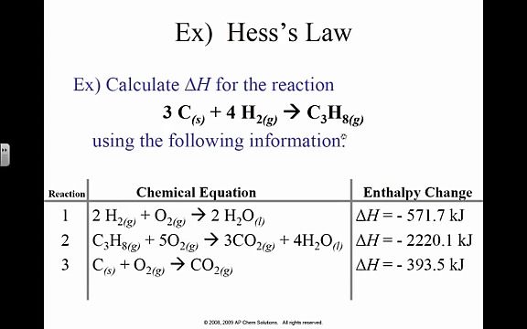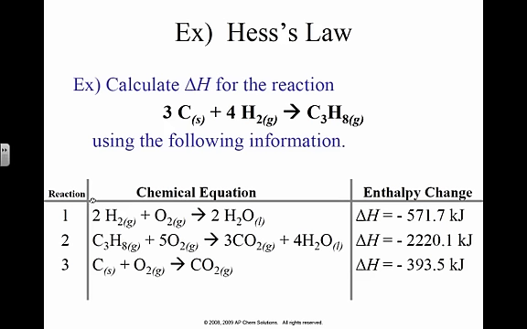The next thing I notice is I have C3H8 on the right-hand side. Here's C3H8 on the left-hand side. So I would take this reaction and flip it. Of course, if I flip this reaction, I would have to simply change this from a negative value to a positive value. And then finally, I have 4 hydrogens right here.